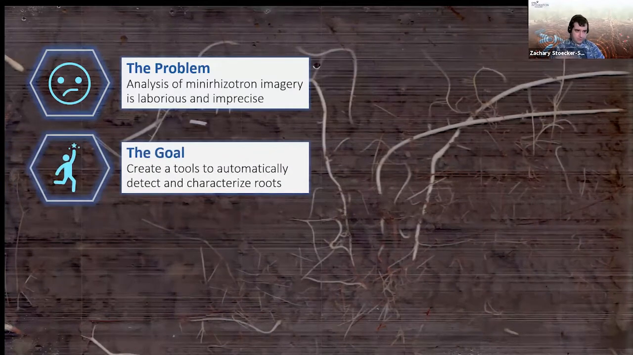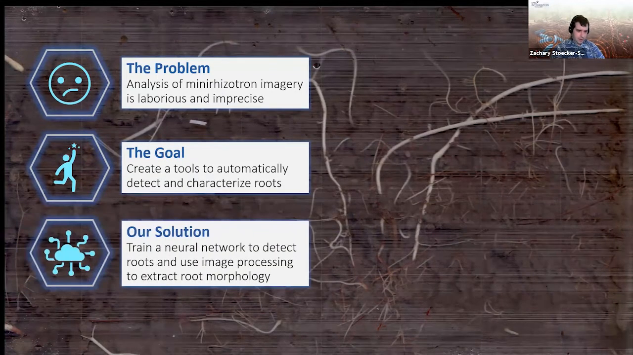So the goal is we want to create an automatic tool that will detect and characterize these roots, so that we can have some reference that can be built specifically for each project to whatever they need and to share between researchers and say, we get the same results with the same eyes, essentially, albeit machine eyes. And the solution we're going for is to train a neural network to detect the roots and then use image processing to extract the root morphology, the traits of the roots, the branching factors, stuff like that.